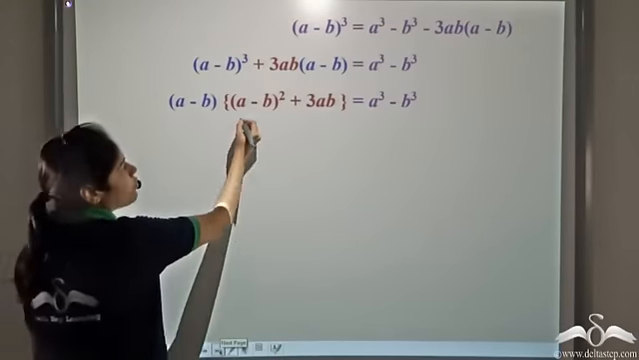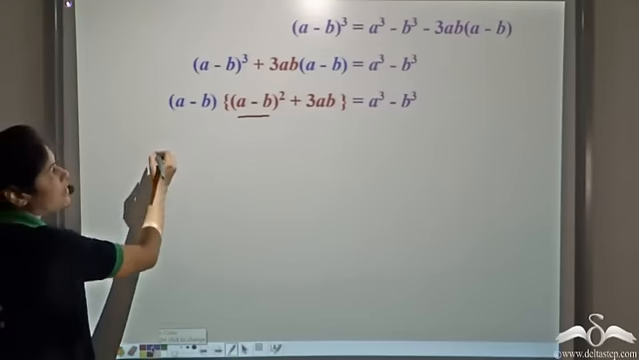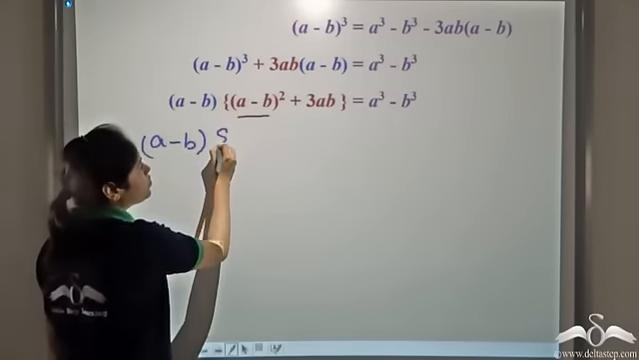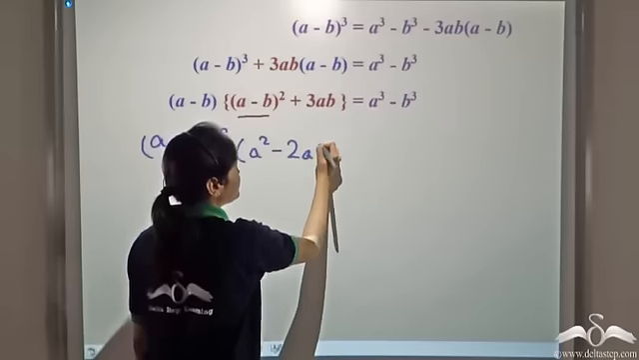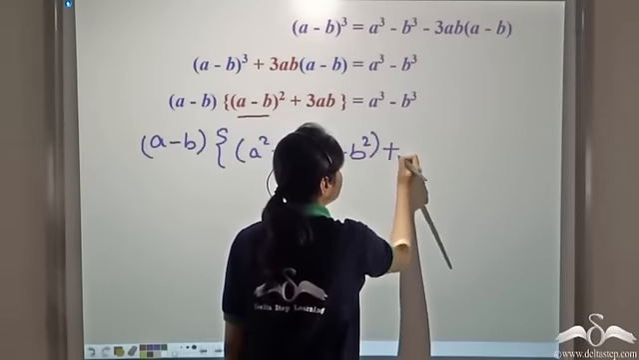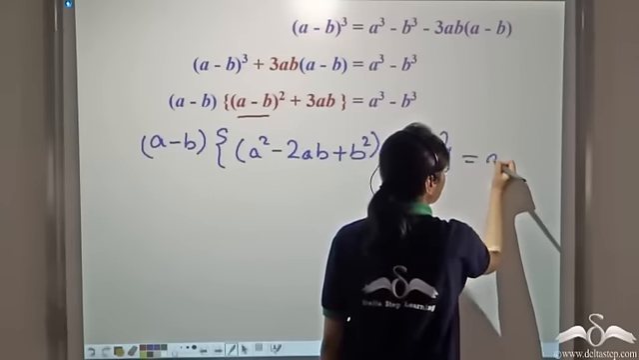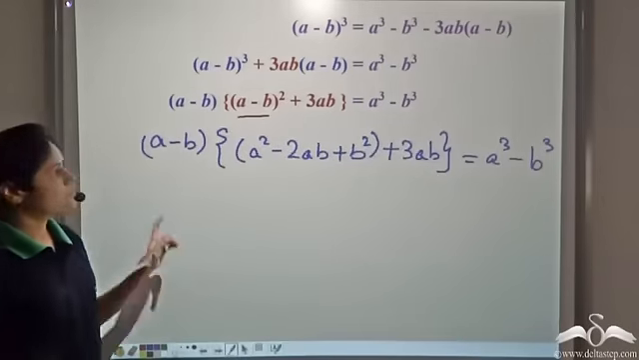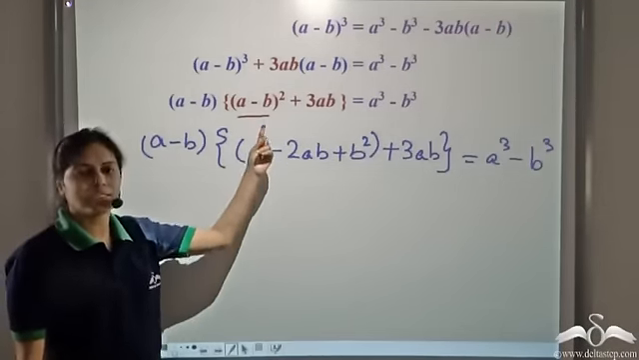Now we know the formula for a minus b whole square. So let us use that formula here. A minus b into a square minus 2ab plus b square plus 3ab. This is equal to a cube minus b cube. This is what we have got after applying this identity.